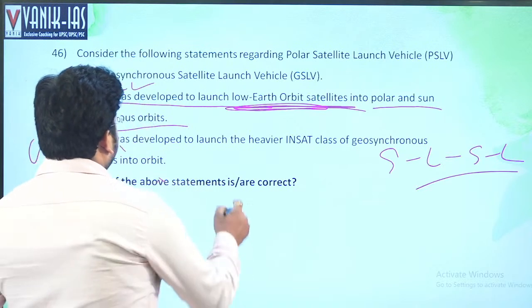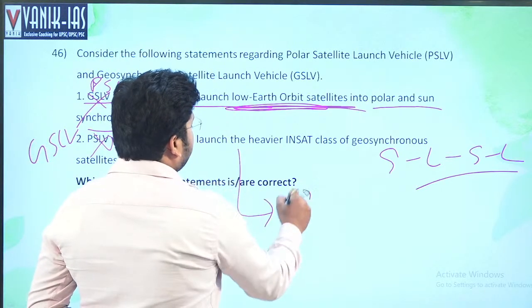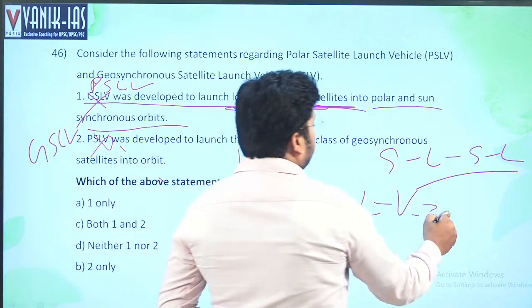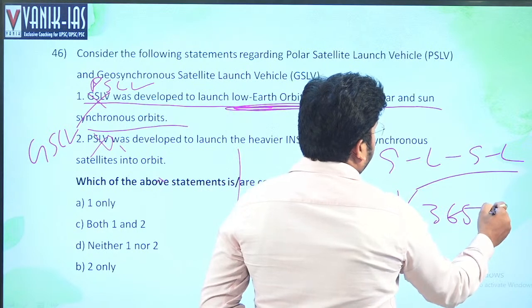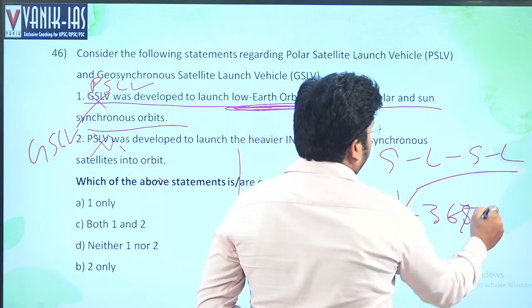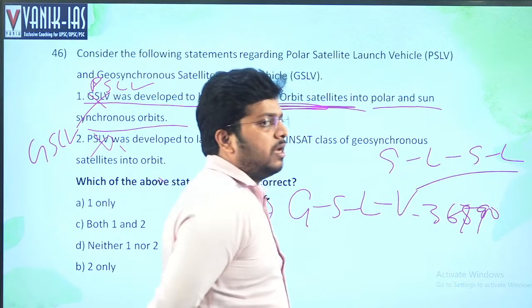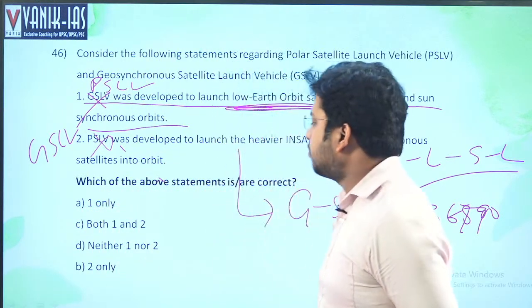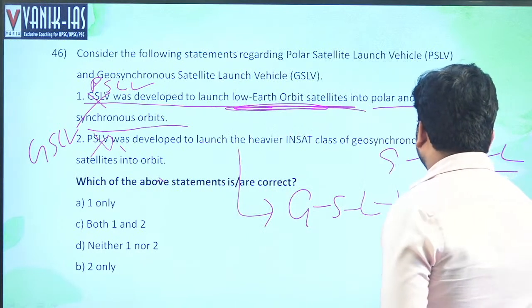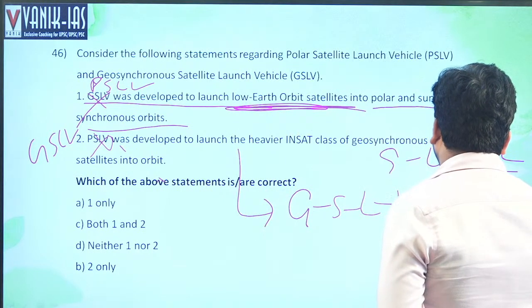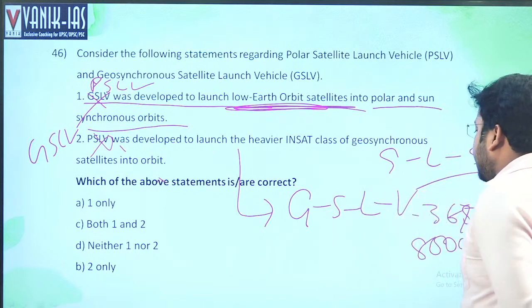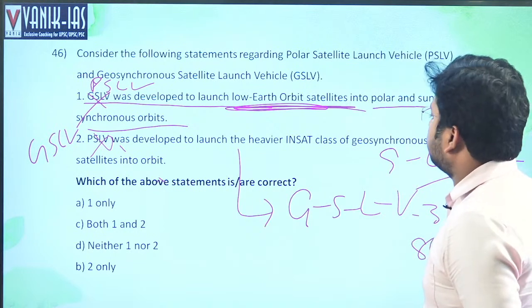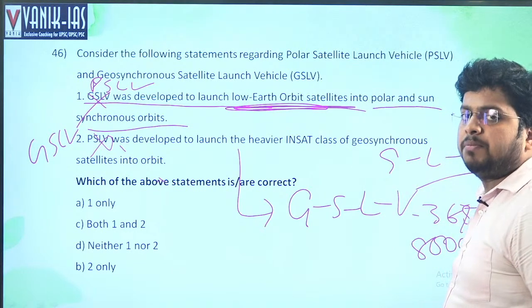Yes, it is GSLV, right? Communication satellites are generally launched by GSLV, the Geosynchronous Satellite Launch Vehicle, as it has high power. It can reach 36,790 km. GSLV Mk3 variant can take up to 8,000 kg to low Earth orbit, and it can take 4,000 kg to geosynchronous orbit.